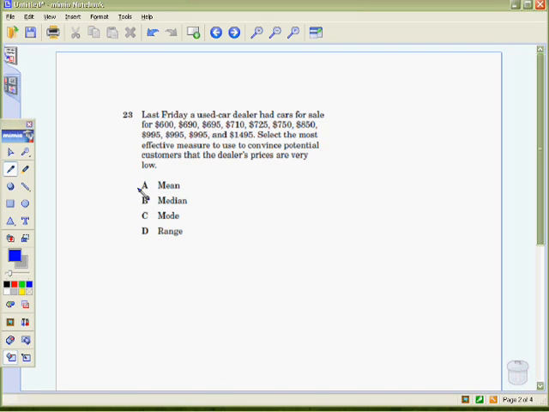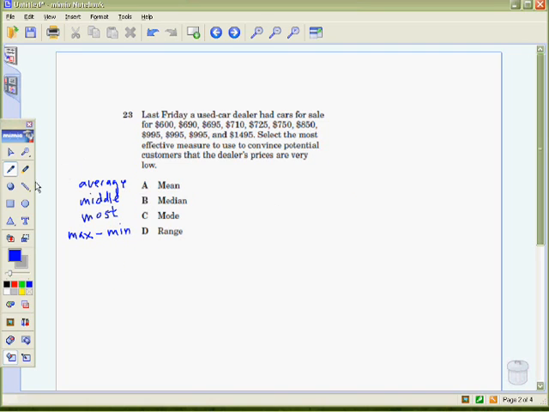So we have these what we call measures of central tendency. We have mean, median, mode, and range. Remember, mean is the same as average, where you add them all up and divide by how many you have. Median is the one in the middle when you list them in order from least to greatest. Mode is the one that is listed the most. And range is the difference between the max and the min.